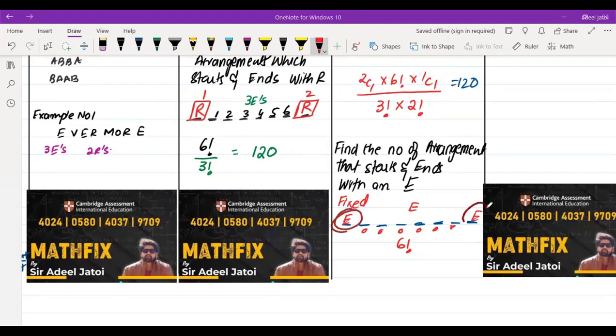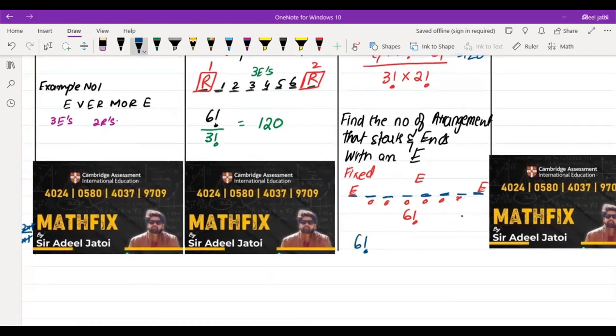The E's that are fixed here will stay here. They will not move. This E can be moved anywhere in these blanks. So knowing the fact that we have 3 E's, 2 E's are fixed, so we are using 6 factorial upon, but remember 2 R's are in the middle. To finish the movement of the 2 R's, we will use 2 factorial for the division. So that means your value will be what? 360.